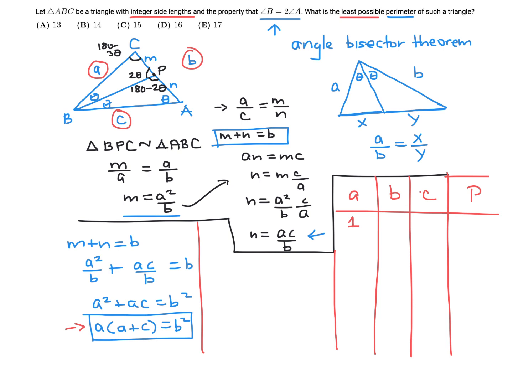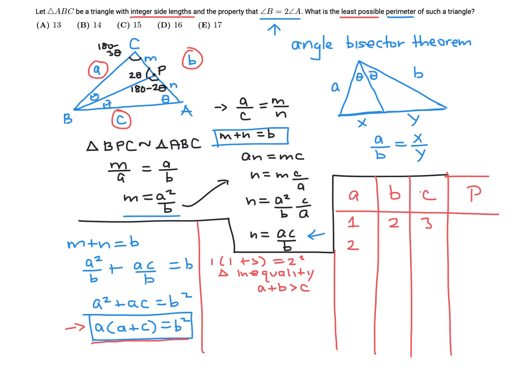then I don't think this will give us any solutions, because it'll just be 1 plus C, and if C is 1, then we can't get an integer. Even if we tried, say B was 2 and C was 3, let's see if that works. We have 1 times 1 plus 3 is equal to 2 squared. That satisfies the equation, but it fails the triangle inequality, which states that in a triangle, two sides together have to be greater than the third side. Otherwise, you cannot make a triangle. So that fails, because 1 plus 2 is equal to 3.